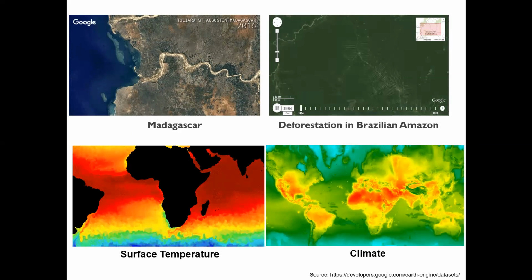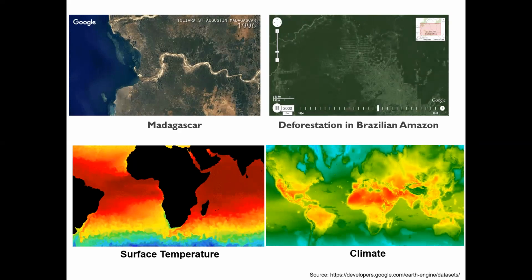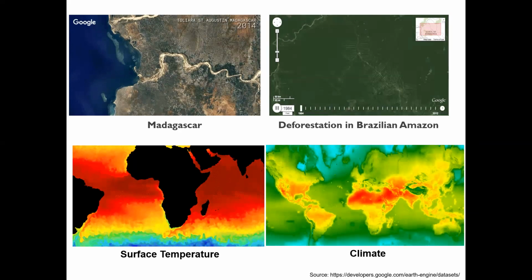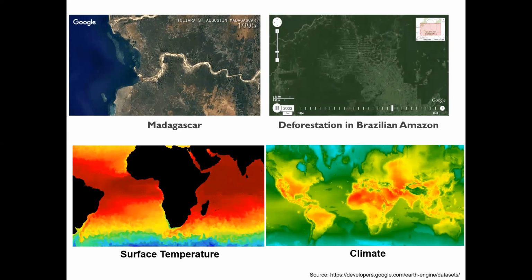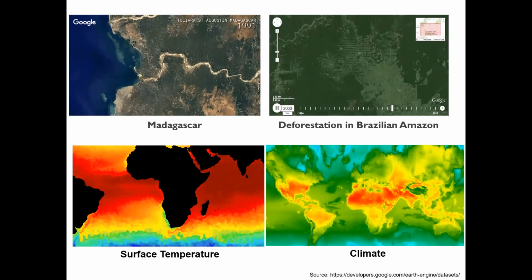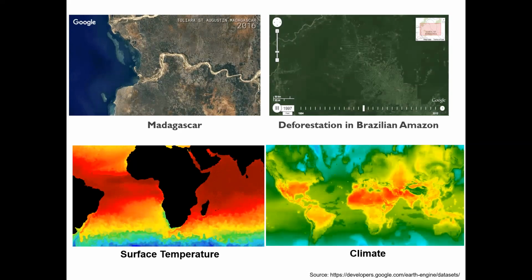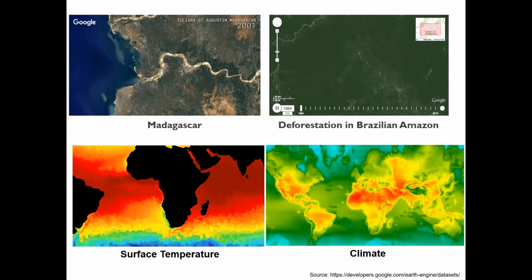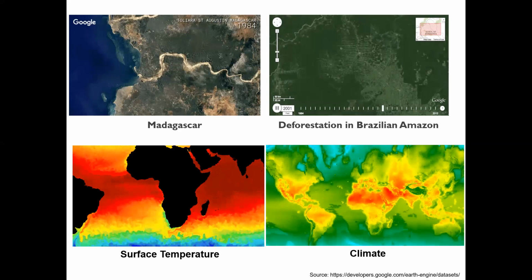The global forest cover change study was done by Professor Matt Hansen from University of Maryland, and this paper was published a few years back in the journal Nature. And all of them have typically been using Google Earth Engine for different applications.